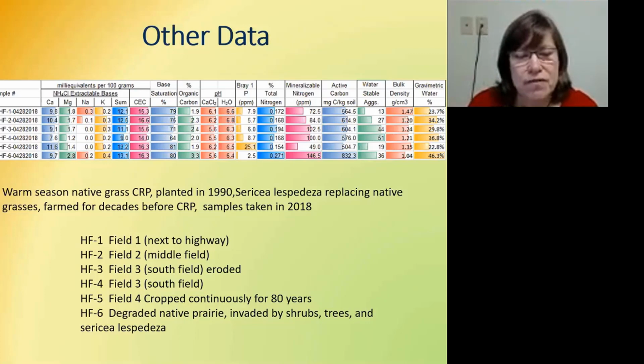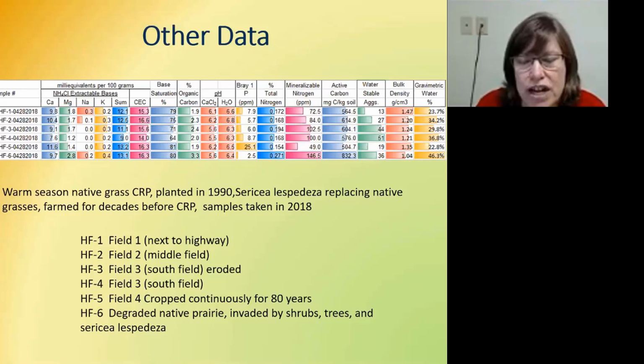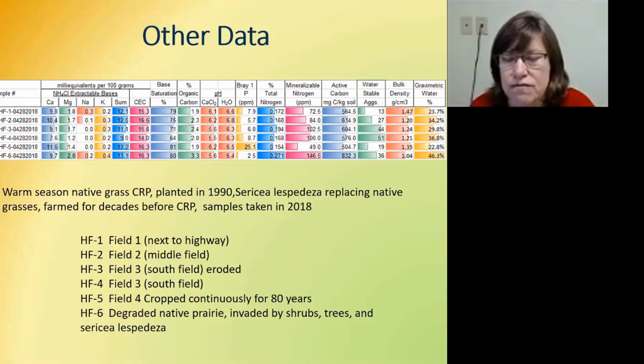So fields 1 and 2, that just shows different location. They were all pretty much on the same landform. Field 3, there's eroded and non-eroded. So if you'll remember, these are the ones that had the high fungal area. So they were really parts of the same field. They were different in that one part of it was eroded and one of them wasn't. And remember the number 5 sample, it was continuously cropped for 80 years. So that's why it showed the lower numbers of microbes. And then the last one was a degraded native prairie, which was invaded by shrubs, trees, and Lespedeza.